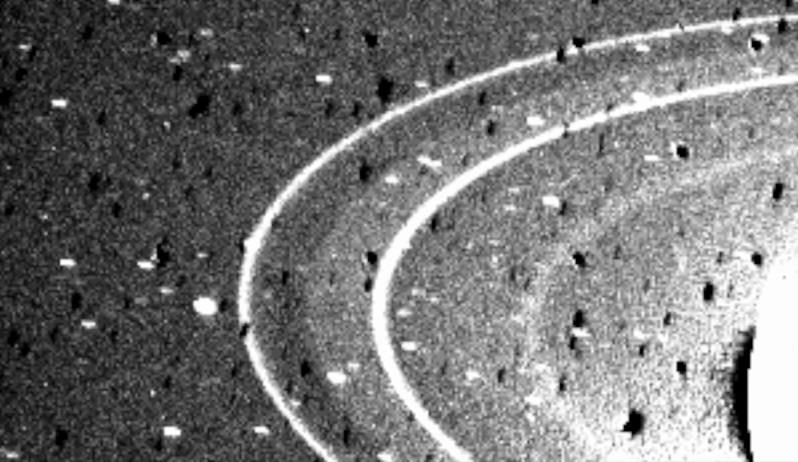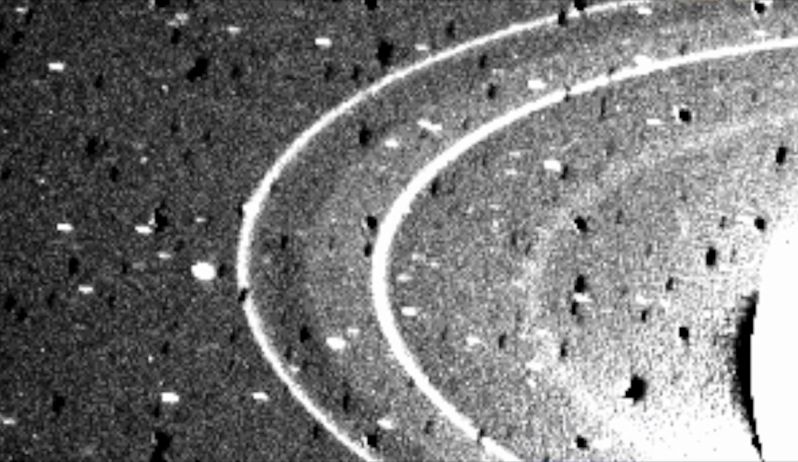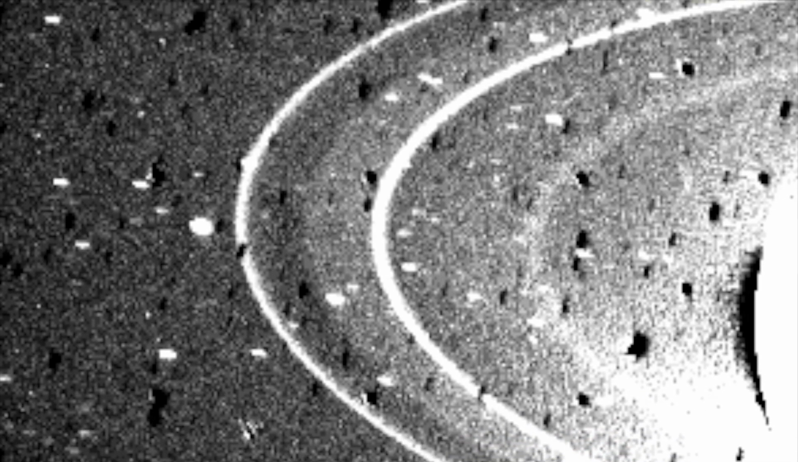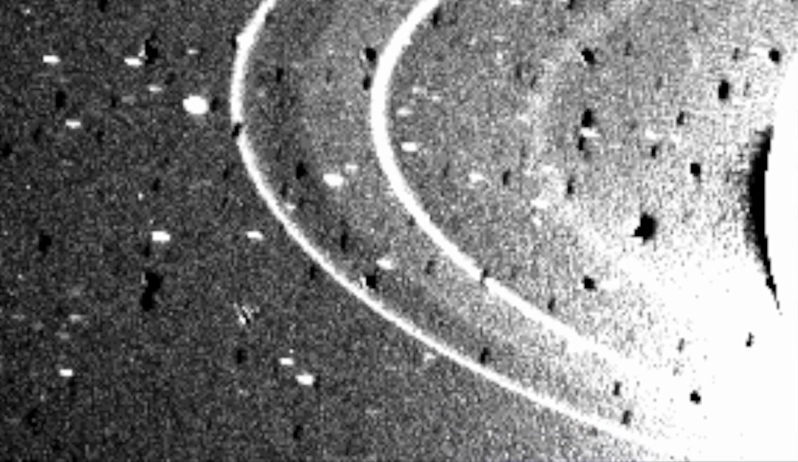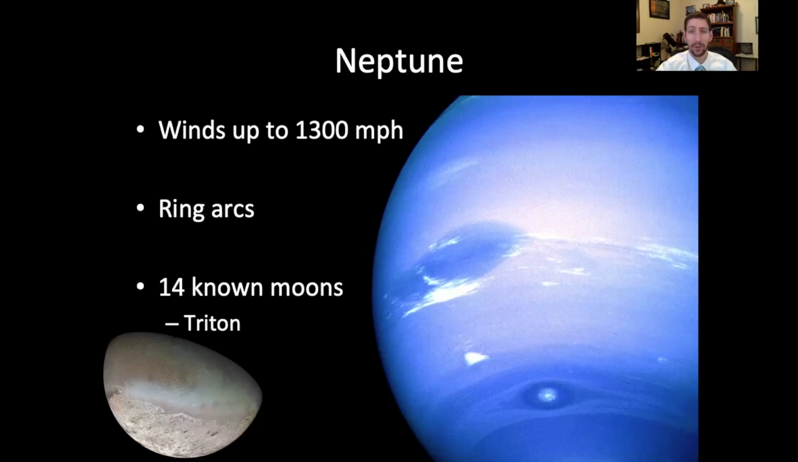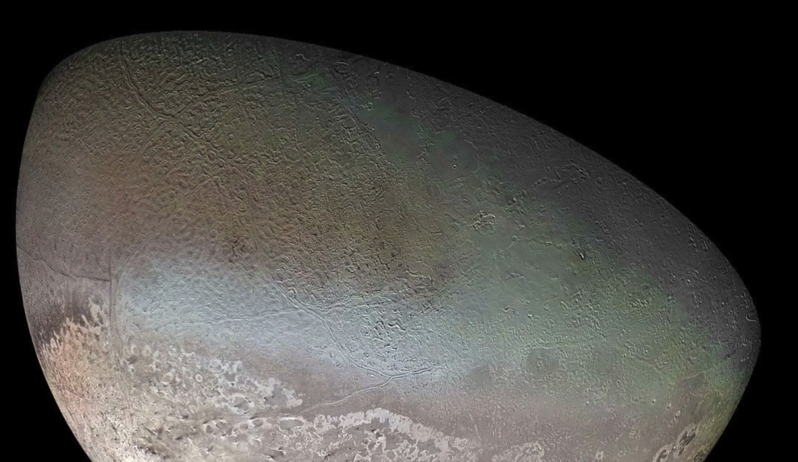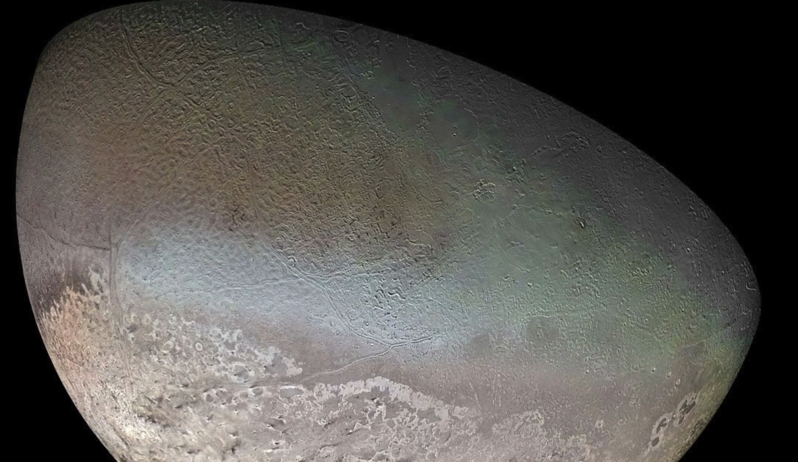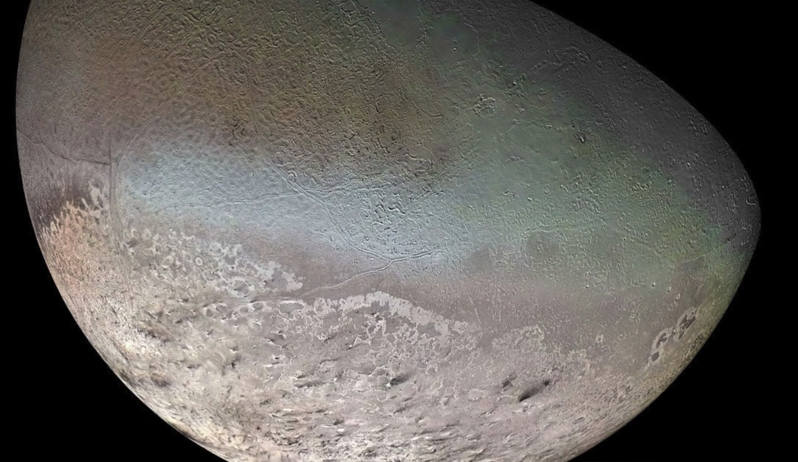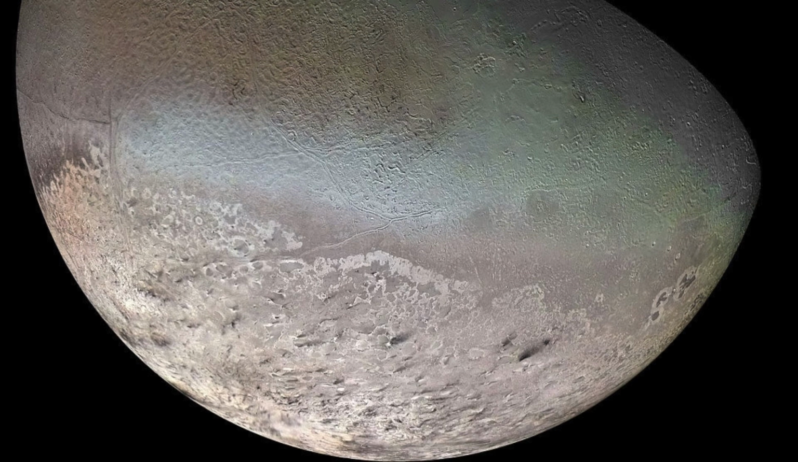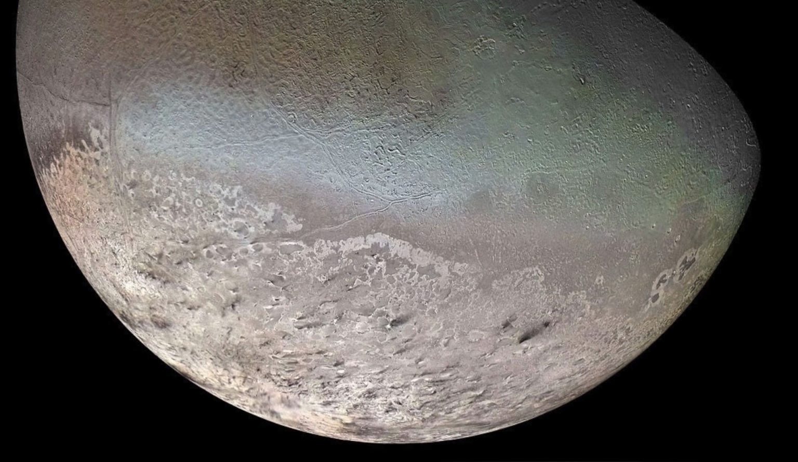Neptune's ring system includes ring arcs, which are incomplete rings. They're confined in longitude by some mechanism that we are not completely sure about yet. Neptune has 14 known moons, including one large moon, Triton, which has a cantaloupe terrain and is orbiting backwards, or retrograde, so it will eventually crash into the planet Neptune.